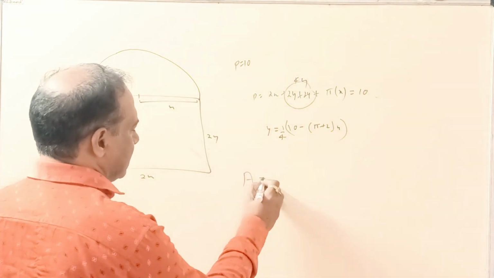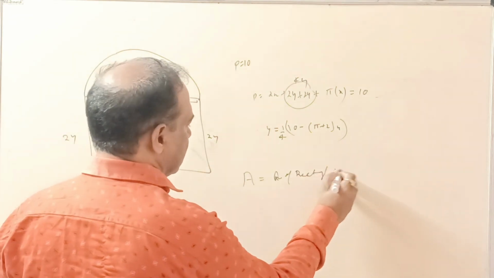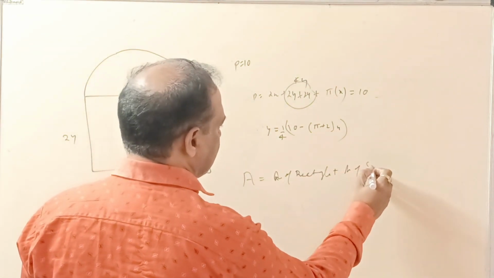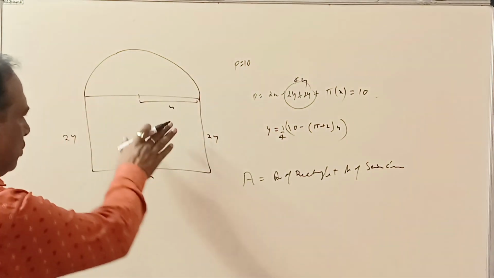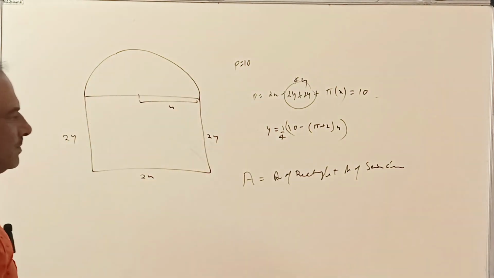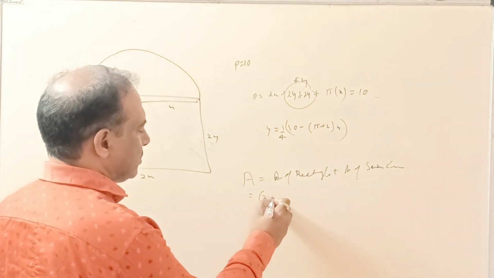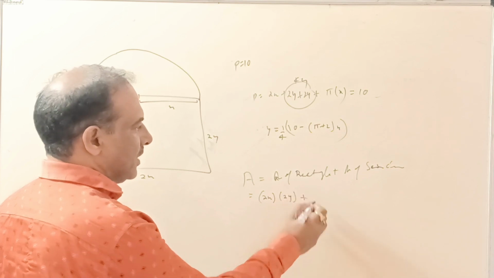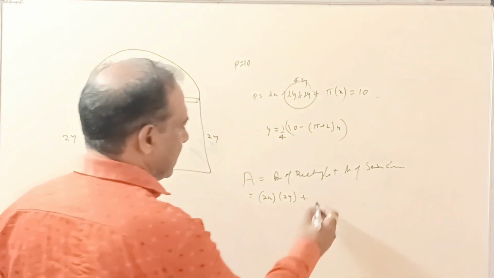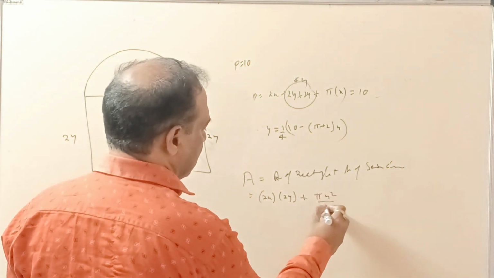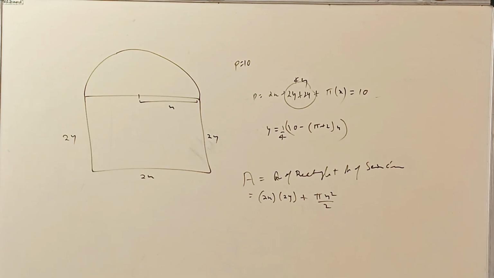Area will be the area of the rectangle plus the area of the semicircular window. This is the semicircular part, area of this lower part, area of this upper part. Now the area of the rectangle is how much? This is length into breadth. Here it is 2x times 2y, and the area of the semicircle is pi r square over 2, and here this is pi x square over 2. Fine.